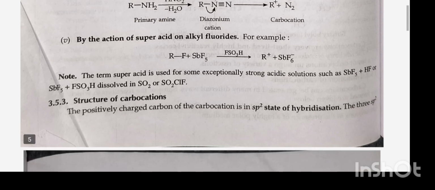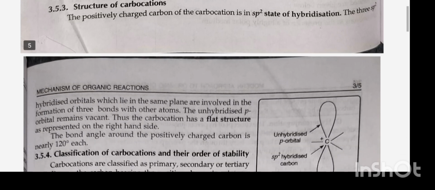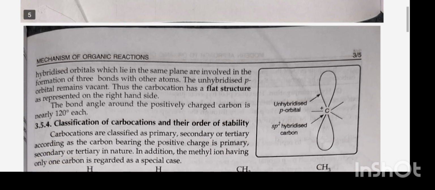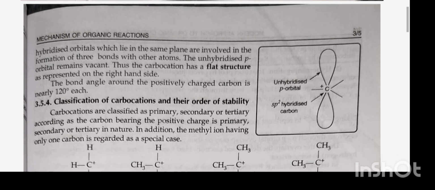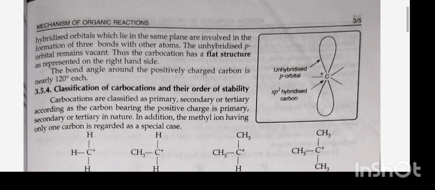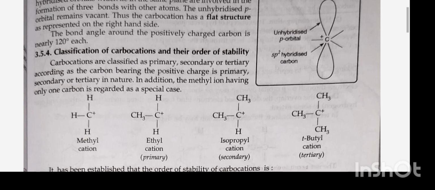Structure of a carbocation. The positively charged carbon of a carbocation is in the sp2 state of hybridization. The three sp2 hybrid orbitals, which lie in the same plane, are involved in the formation of 3 bonds with other atoms. The unhybridized p orbital remains vacant. Thus the carbocation has a flat structure as represented on the right hand side. The bond angle around the positively charged carbon is nearly 120 degrees each.